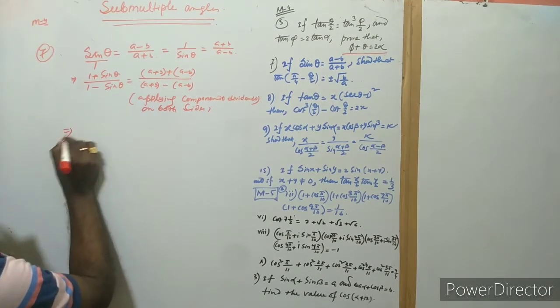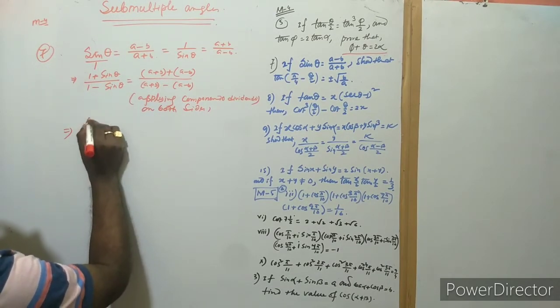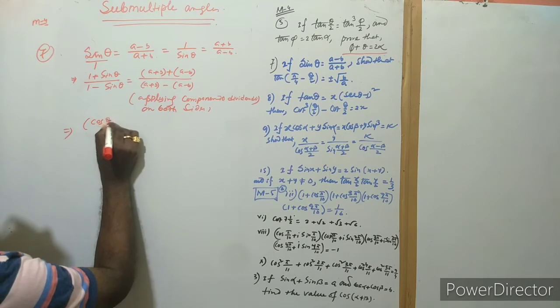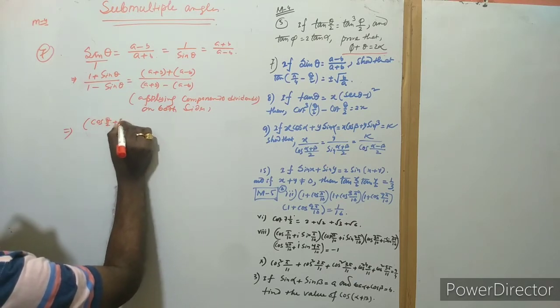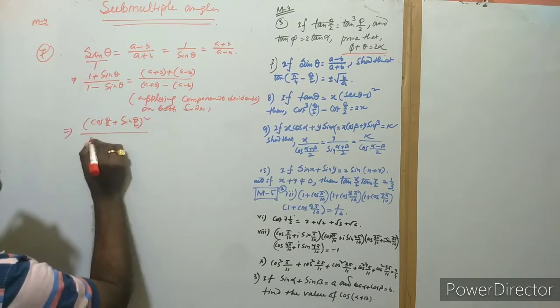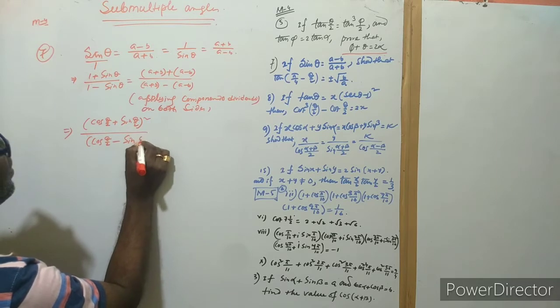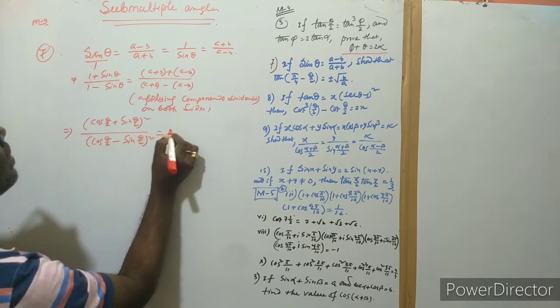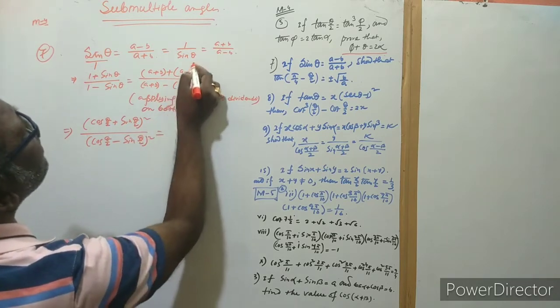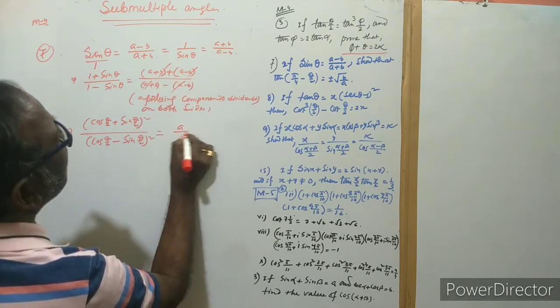Okay, so now see here, we can write it like this: cos theta by 2 plus sin theta by 2 as a whole square, and also cos theta by 2 minus sin theta by 2 as a whole square. So here b cancels, a cancels. This is a by b.